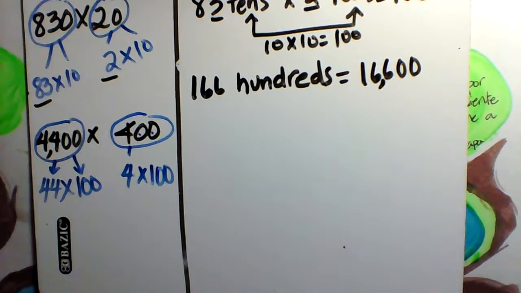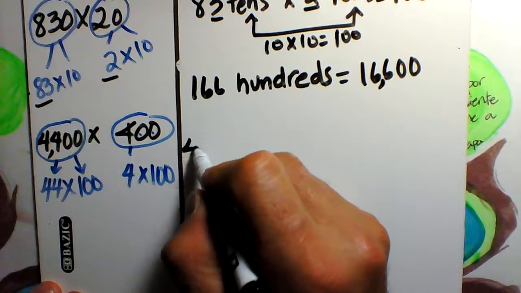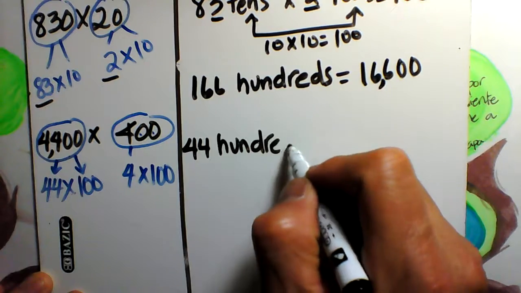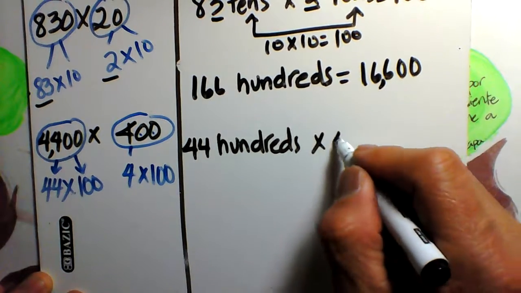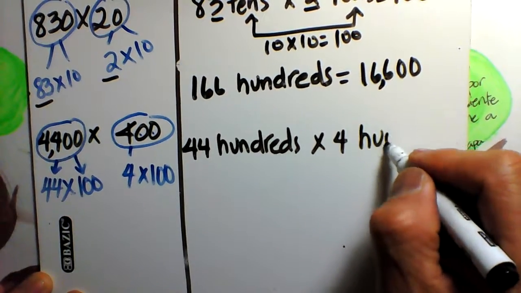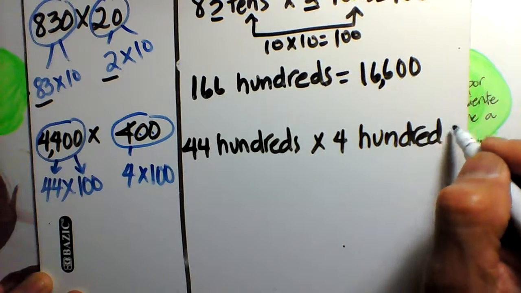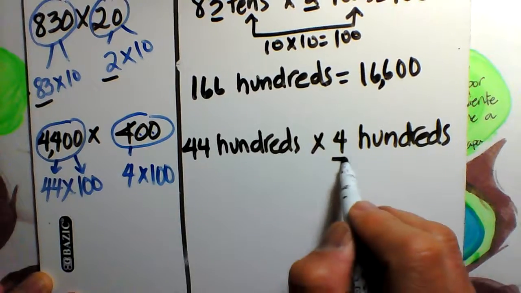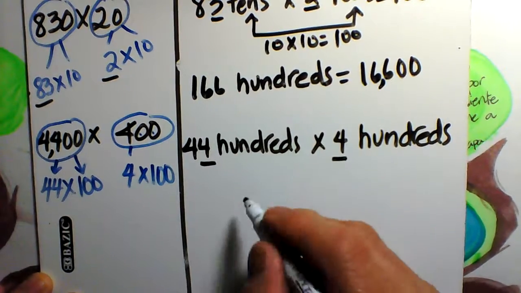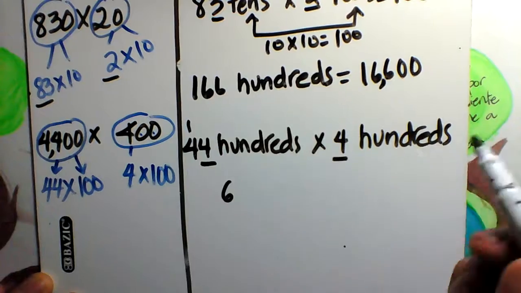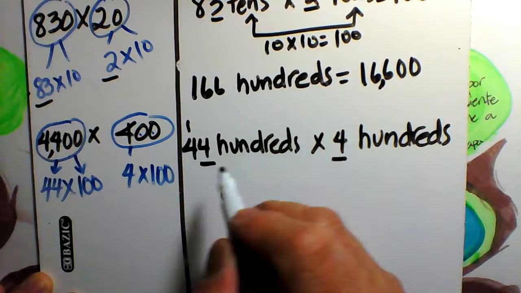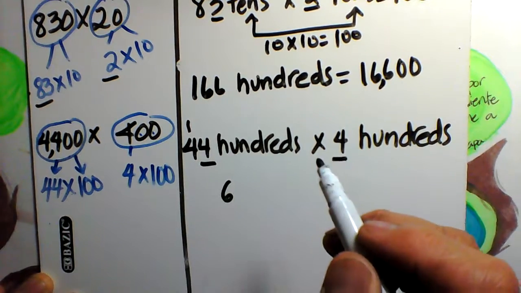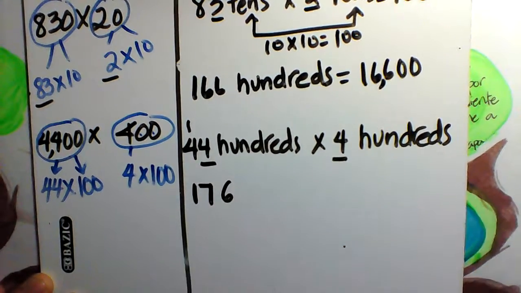Now we can rewrite that as units. 44 hundredths times 4 hundredths. As you can see now, it is easier to multiply. The 4 times 4 equals 16. You carry 1 over. 4 times 4 equals 16 plus 1 equals 17.